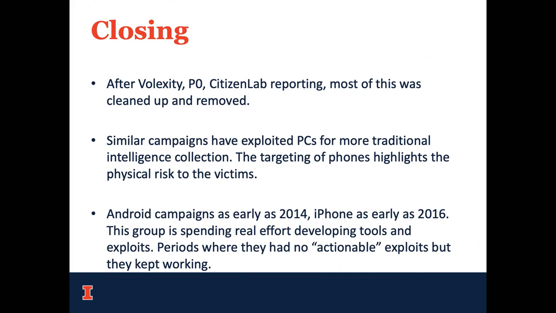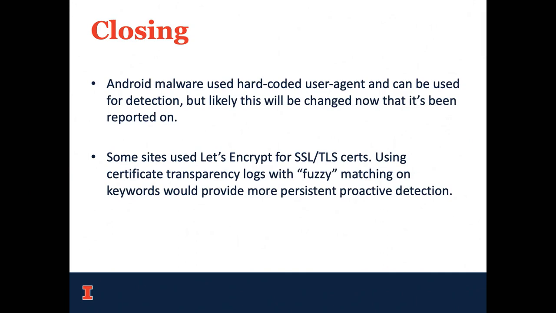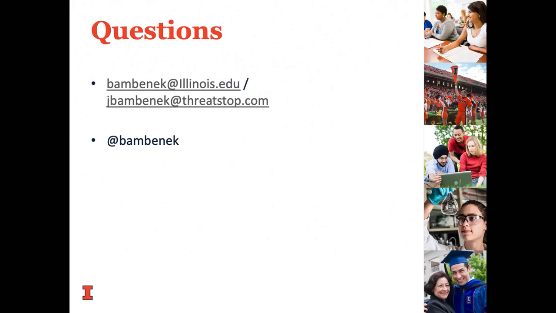The Android campaign started in 2014. The iPhone campaign started in 2016. But there are a couple of detection techniques you can use. That hard-coded user agent, but I imagine that will be changed in future versions of the malware. But since they use SSL and TLS encryption for some of the websites anyway, fuzzy searching for key terms that are relevant to Tibet and Uyghur Muslims would give you some proactive detection when people are starting to set up infrastructure that would target those communities.